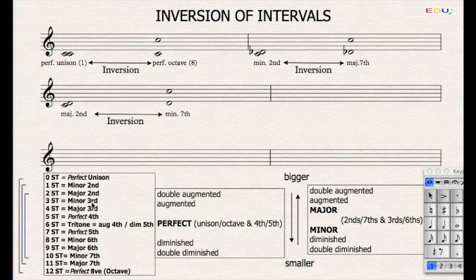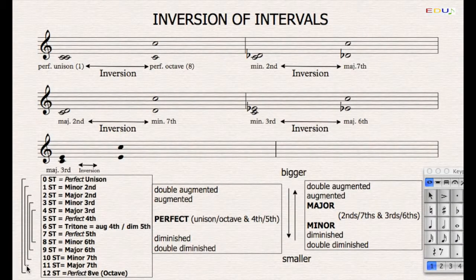How about a minor third? And I guess by now you can already predict. To invert the minor third, I'll bring the C up an octave. And what I get is a major sixth indeed.